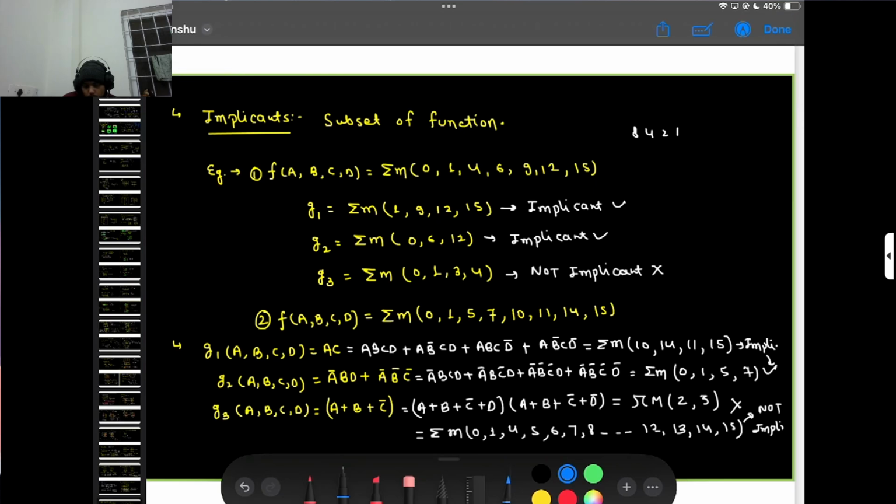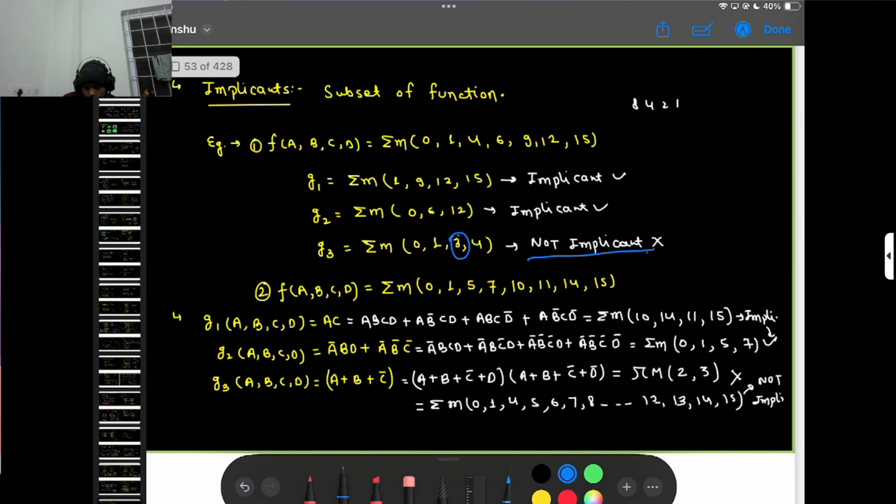Basically G is one function. G1 is 1 9 12 15, that is an implicant, and M is 0 6 12, that is also an implicant, but 0 1 3 4 is not an implicant. Why is it not an implicant? Because 3 is not present in here, so it is not an implicant.